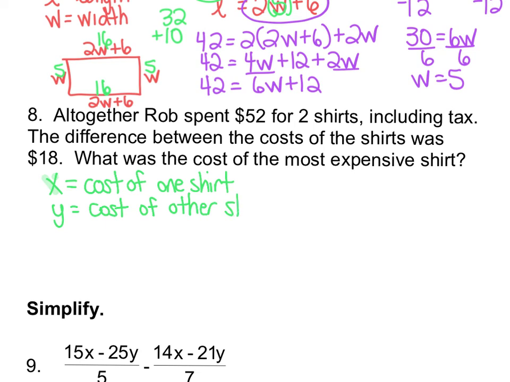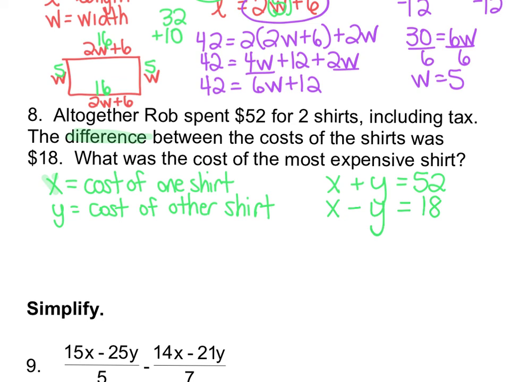So the first thing that we know, this is a system of equations. The first thing that we know is that he spent $52 between the 2 shirts. So he bought the first one, he bought the second one, he spent $52. The second key here is the difference between the cost of the shirts was $18. That means one shirt minus the other, the difference in those was 18.